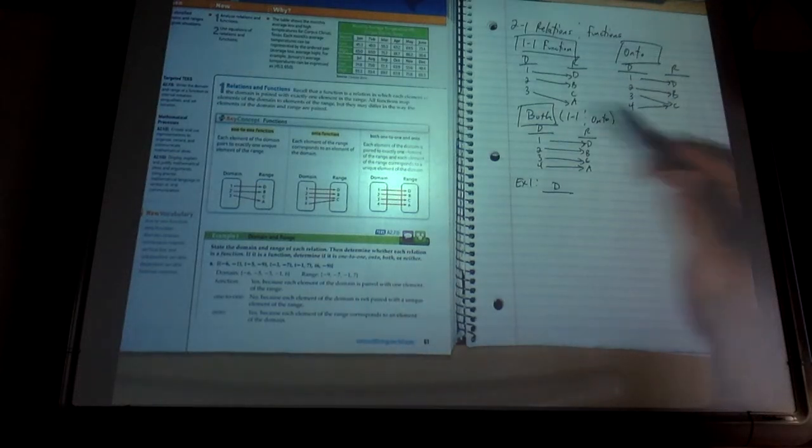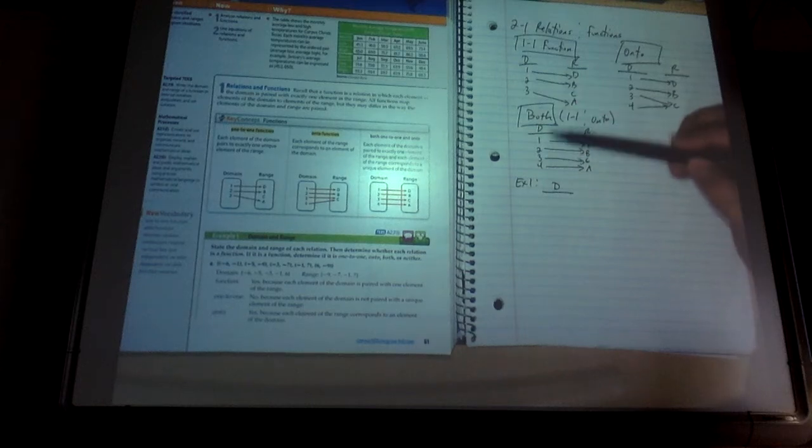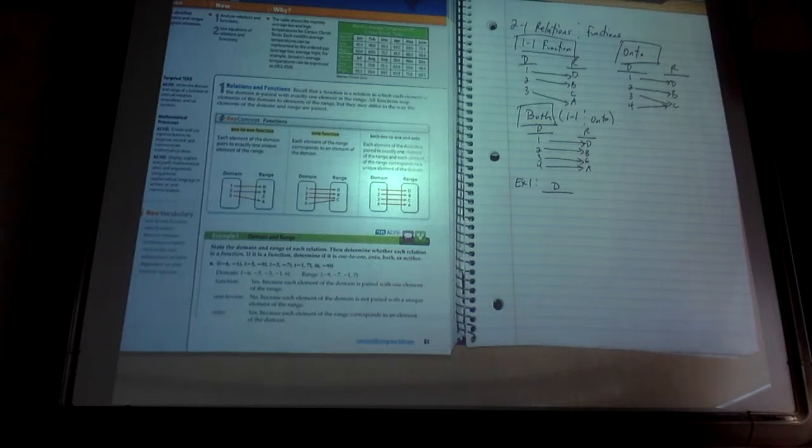Now, we didn't go over any neithers, but obviously a neither would be where the x's don't have a unique y and all the range values aren't used. So be careful when you run into that. I'm going to jump down.